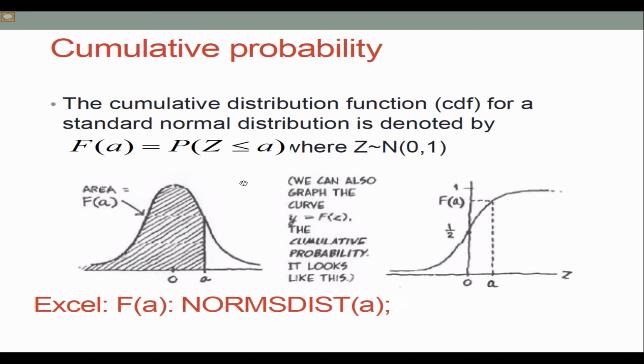Then, what's the cumulative probability? The cumulative distribution function for a standard normal distribution is defined by capital F. And by the way, we always use capital letter Z to denote a standard normal random variable. When we use the capital letter Z, we just indicate Z follows a standard normal distribution. And in Excel, to calculate the cumulative probability for a standard normal distribution, you can use this function, the NORM.S.DIST.